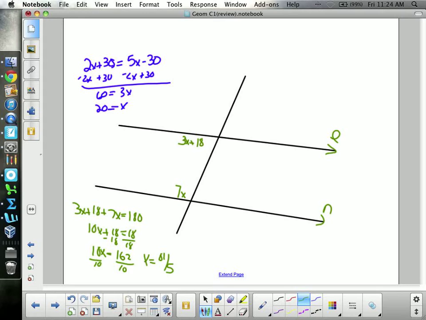Setting up and solving basic equations using these geometric situations to set them up, whether it be consecutive interior, linear pair, vertical angles, whatever. Yes?